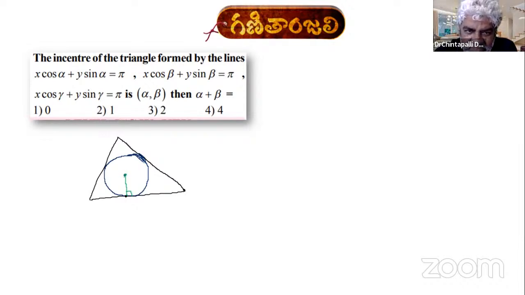Distance of center from this side. Yes, this is the distance of center from this side. Since it is a circle, all the radii are the same. This is called the inradius. Of course, all the three are the same.